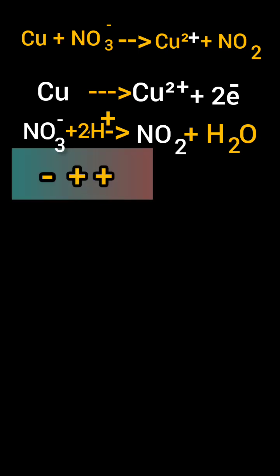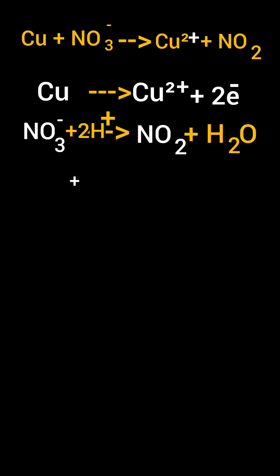You see on NO3 minus there is one negative charge. On 2H plus there are two positive charges. So the total charge on the left hand side is one negative charge plus two positive charges, which becomes one positive charge. On the right hand side you see NO2 and water are neutral molecules, meaning there is no charge, or you can say the charge on the right hand side is 0. On the left hand side the charge is only one positive charge.